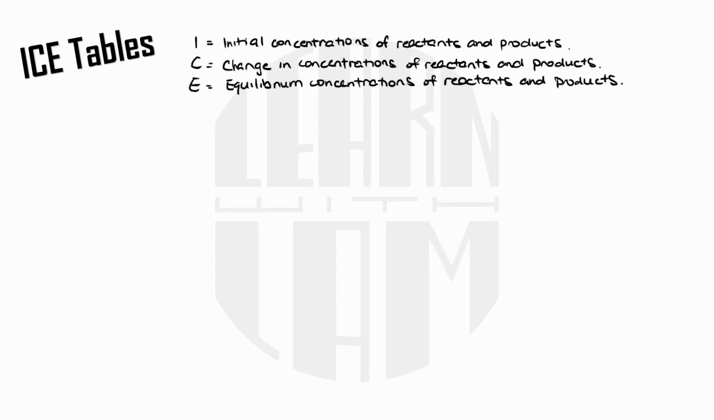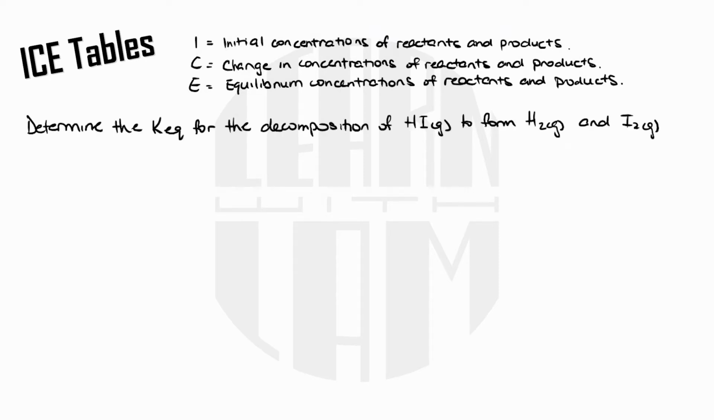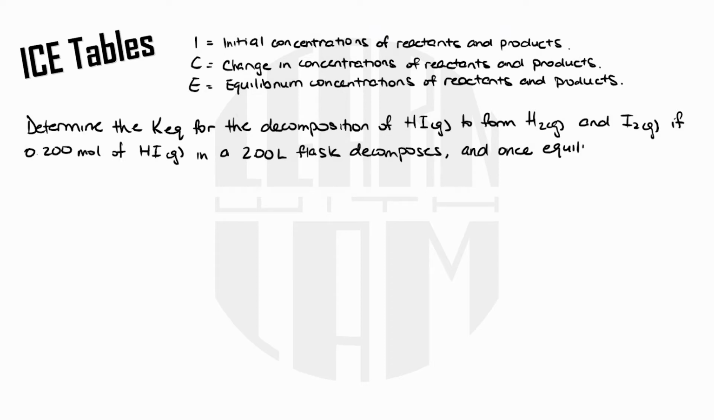Now, let's do a couple practice problems so we can see this in action. Determine the KEQ for the decomposition of HI gas to form hydrogen gas and iodine gas if 0.200 moles of HI gas in a 2.00 liter flask decomposes and, once equilibrium is reached, there is 0.156 moles of HI gas remaining. So for this first type of question, we're using ICE tables to determine KEQ.